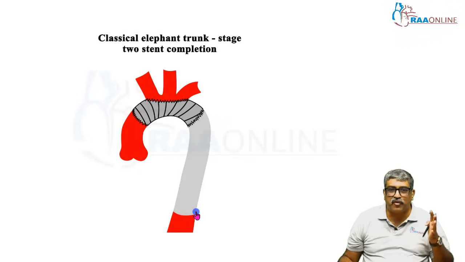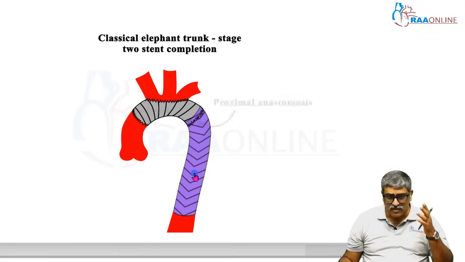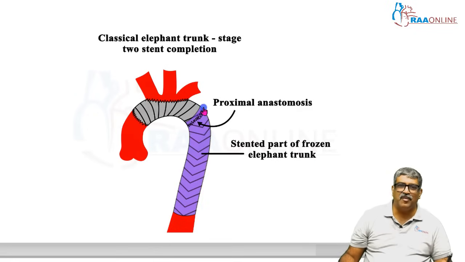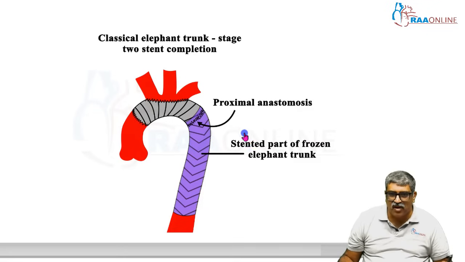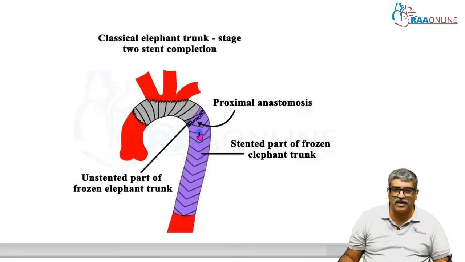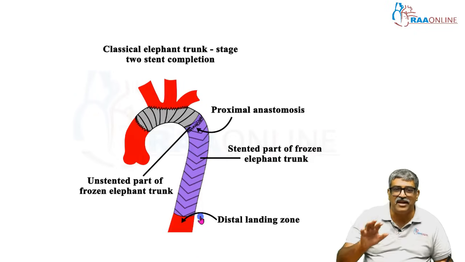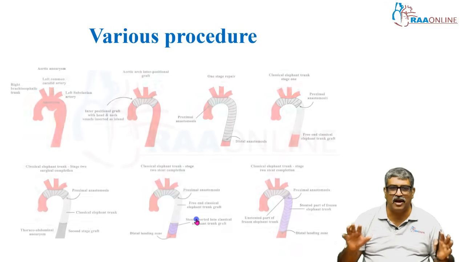Then what is the frozen elephant trunk stage 2 stent completion, where you extend the stent to the proximal part. This is called the stented part of the frozen elephant trunk. There is a small unstented part and there is a distal landing zone. These are all the various options available for an aneurysm.